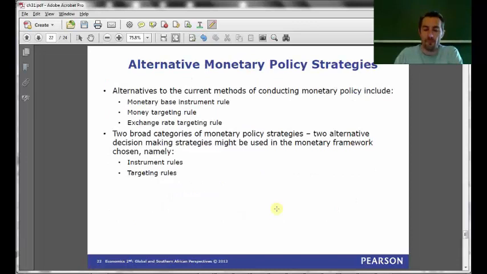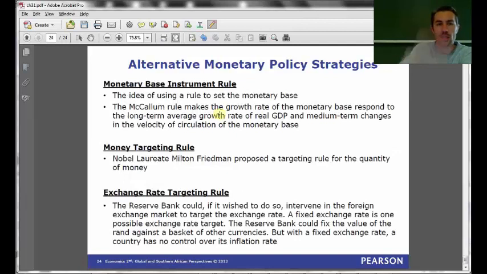Of course, we are used to inflation targeting in the South African economy, but that's just one kind of monetary policy strategy. There are alternatives to the current methods of conducting monetary policy, and these include a monetary base instrument rule, or a money targeting rule, or an exchange rate targeting rule, and we will look at each of those here.